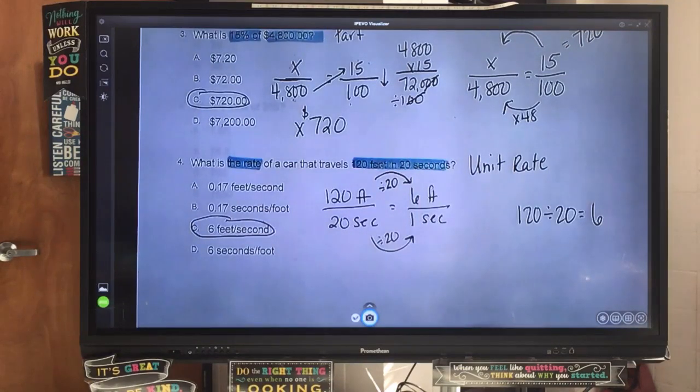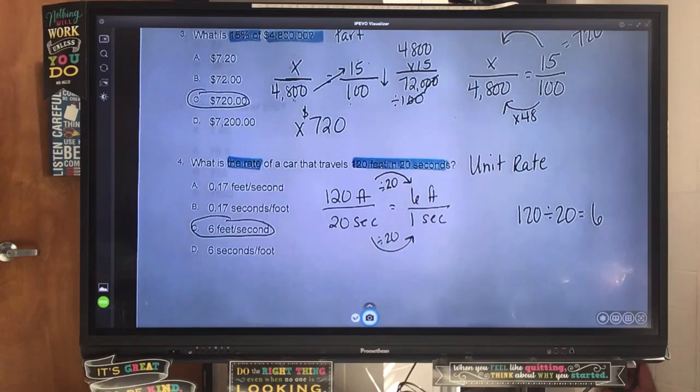You have a question? Not a question, but a statement. I kinda put the 1 second first and then 6 feet on the bottom. Because it's asking you how fast they can go per 1 second. So the seconds have to be on the bottom because that's the rate you're finding. Because if you put the 6 feet on the bottom, you could get it wrong and answer it as B, 6 seconds per 1 foot, which is not correct.